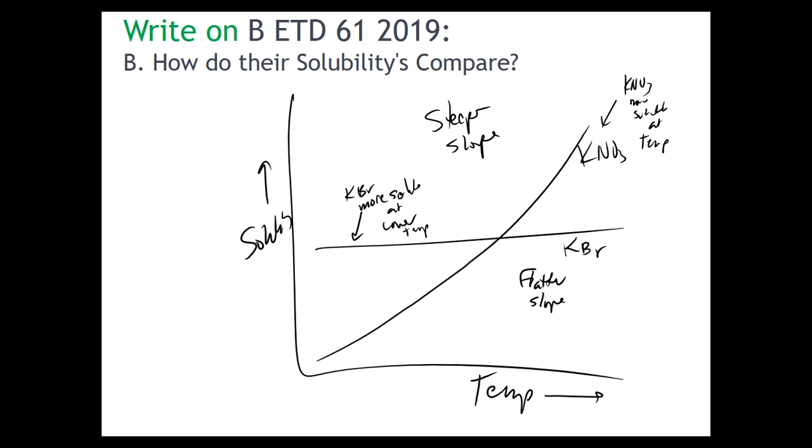So the thing that we should notice is, as temperature increases, the solubility of potassium nitrate changes more. This means it has a steeper slope because temperature has a greater impact on potassium nitrate's solubility. And if I look at potassium bromide, it does well at low temperatures, but it does just about the same, only a little bit better at higher temperatures. So that means that temperature has, of course, less of an impact on potassium bromide solubility.